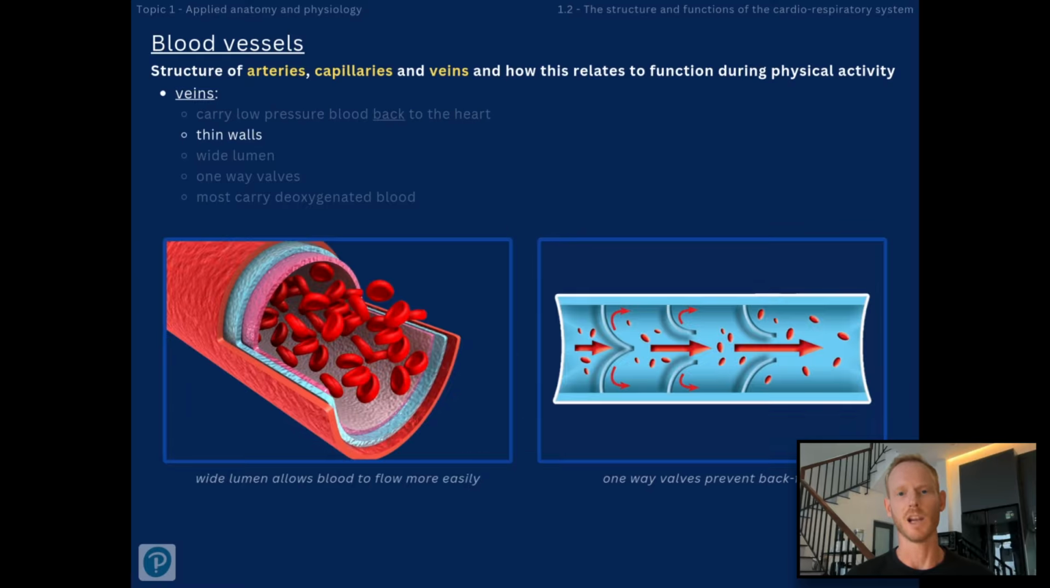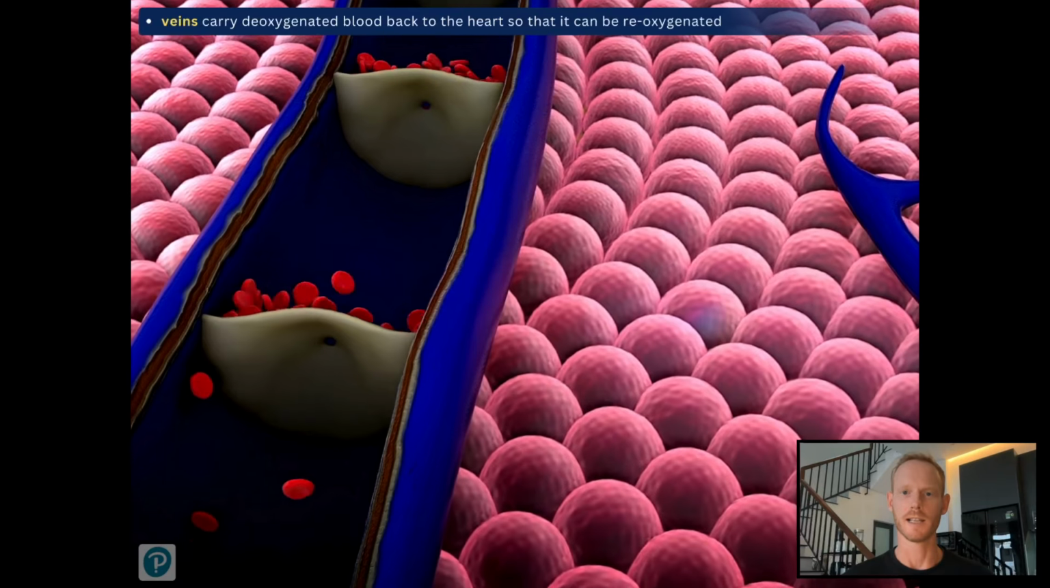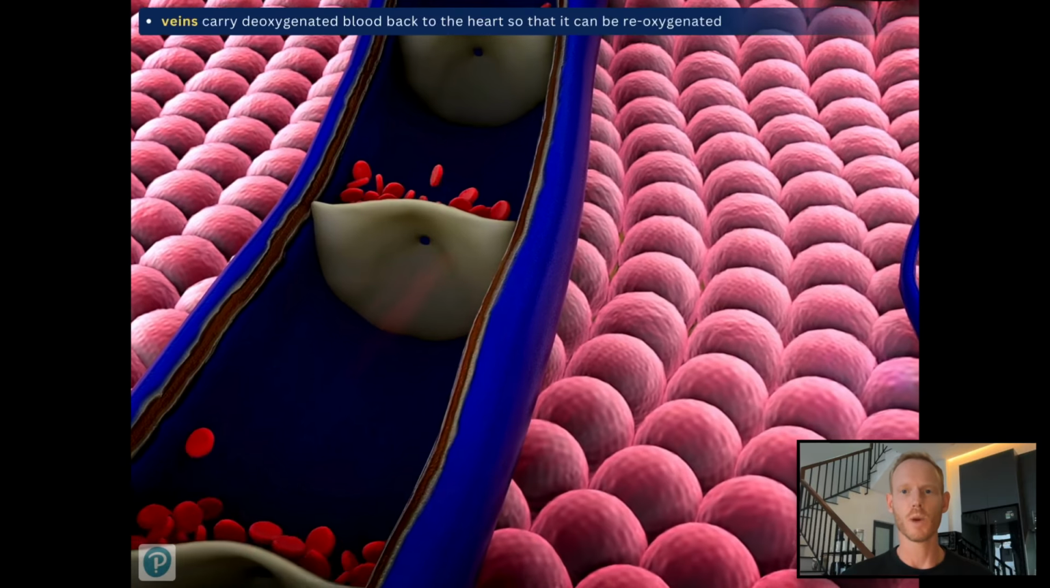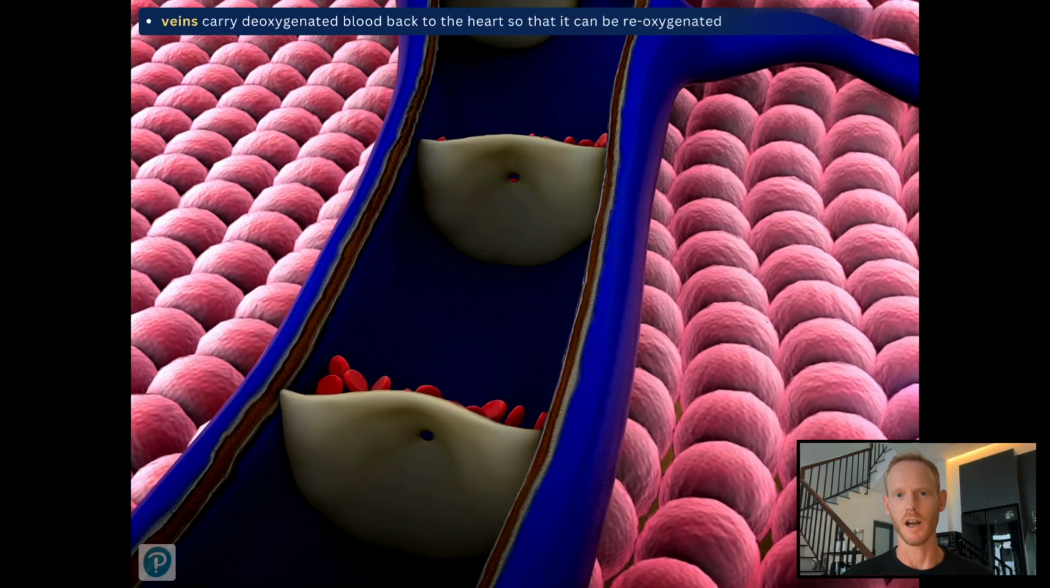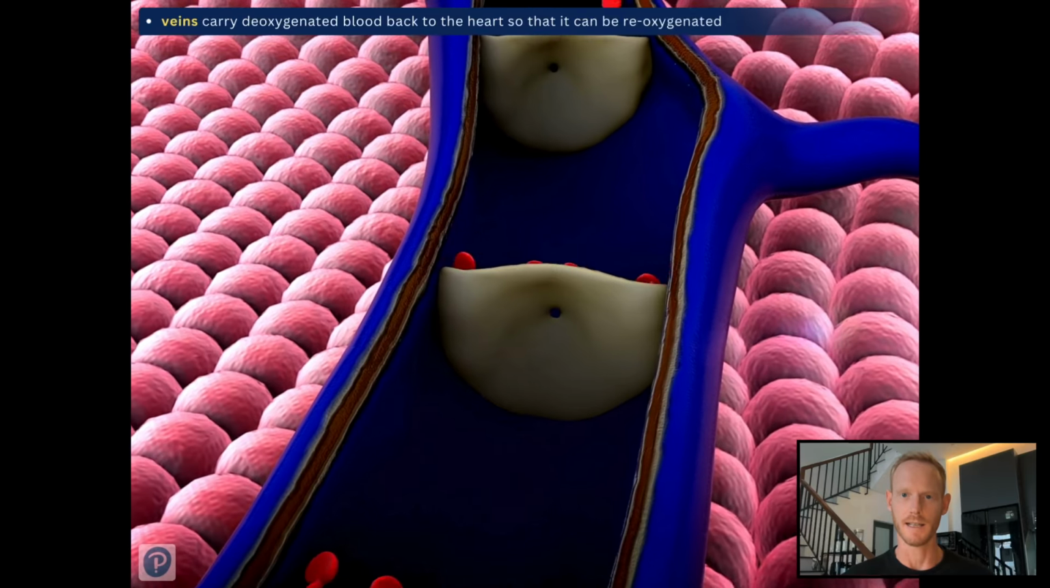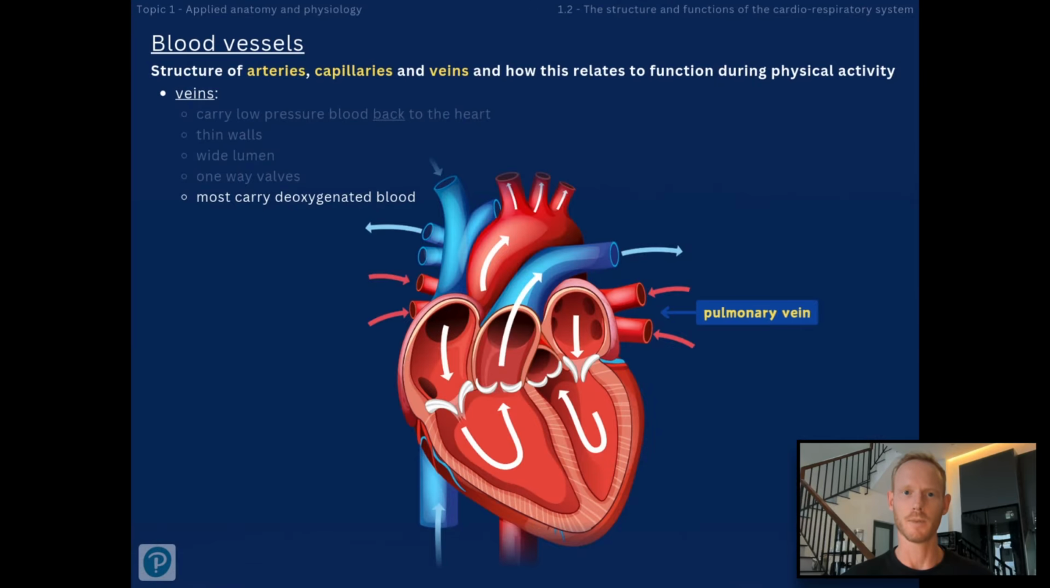Veins carry blood at low pressures and therefore have much thinner walls than arteries, with less muscle and fewer elastic fibres. They have a large lumen, which lowers resistance and allows the blood to flow more easily. They also contain one-way valves, as blood pressure is insufficient to prevent backflow. Veins play an important role in physical activity and sport, as they bring deoxygenated blood back to the heart for it to be re-oxygenated. The pulmonary vein is an exception, as it carries oxygenated blood from the lungs.